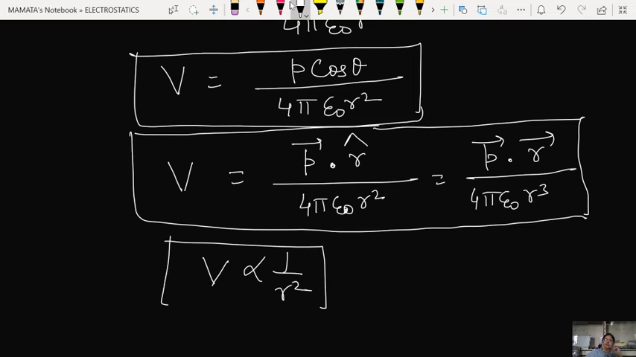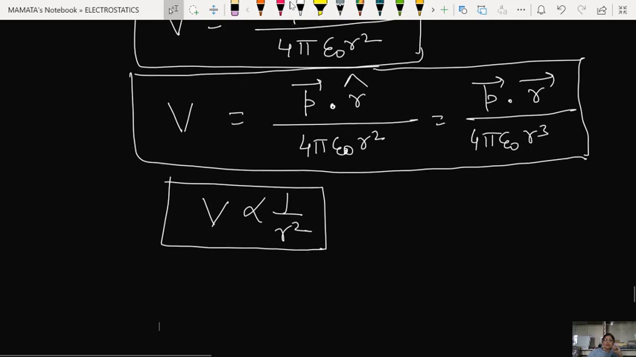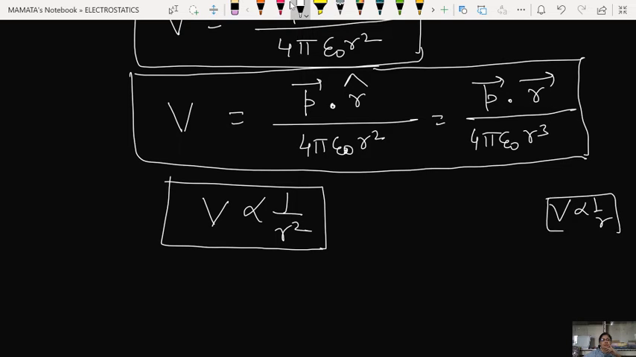Let us contrast with the single charge. With the single charge, V was inversely proportional to only the distance. It means we can say V is not always proportional to 1 upon r square, and not always proportional to 1 upon r. It varies according to the system of charges.